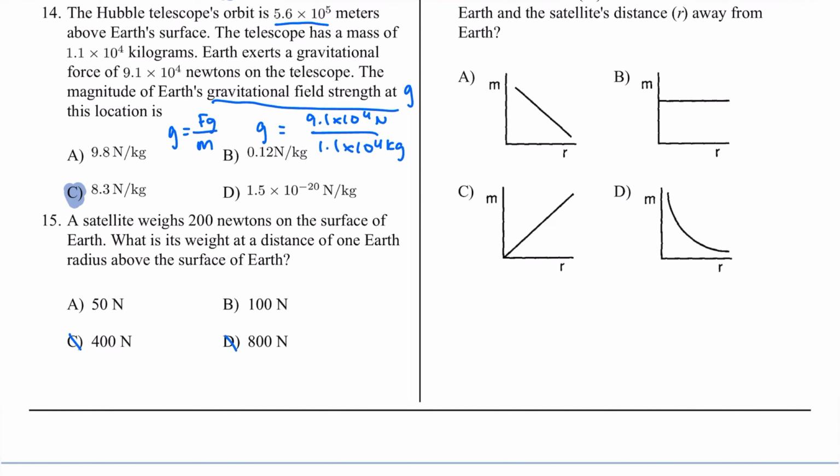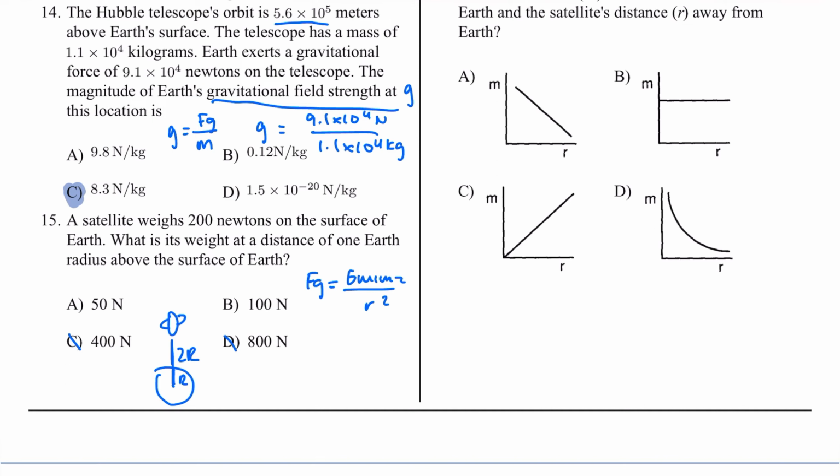Now let's draw this out. So this is the Earth, and this is our satellite, right? So if we start from the center of Earth, 1 Earth radius only gets us to the surface. We need 2 radiuses in order to get to the satellite. So now that we have that in mind, let's look at the Fg equation. So Fg equals big G times mass 1 times mass 2 over r squared.